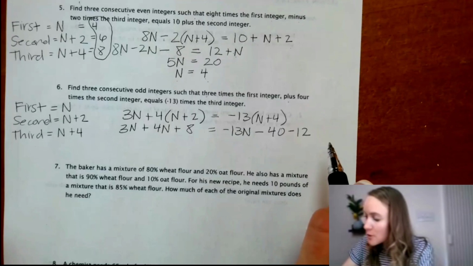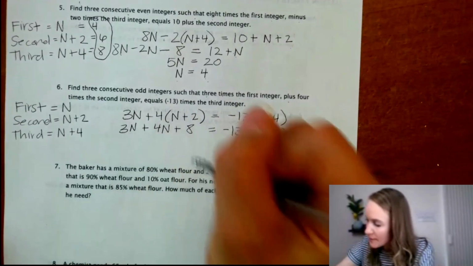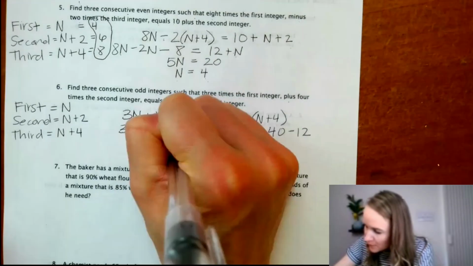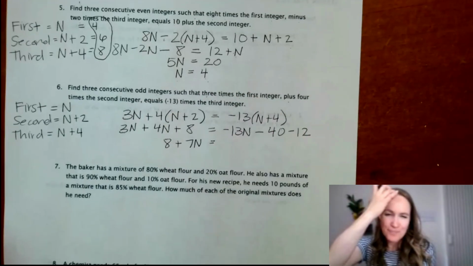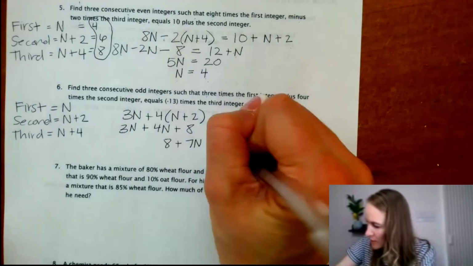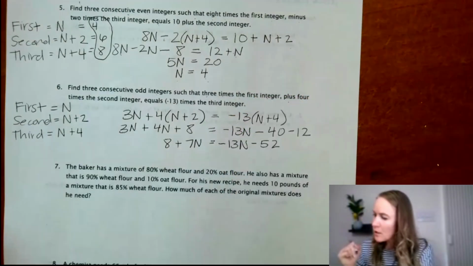Okay, looks good. Now we're going to combine like terms. 3 plus 4 equals 7n. And plus 8. I was gonna skip some steps, but I think I'm gonna show all my steps. Negative 13n minus 52. Okay, that looks really good.